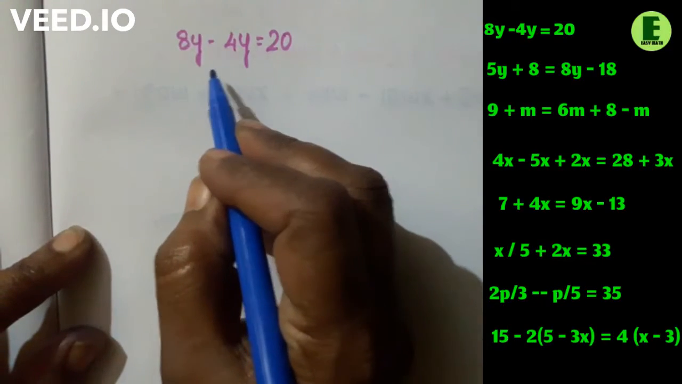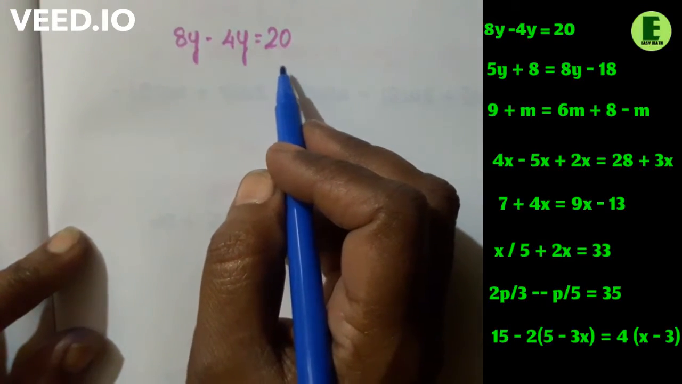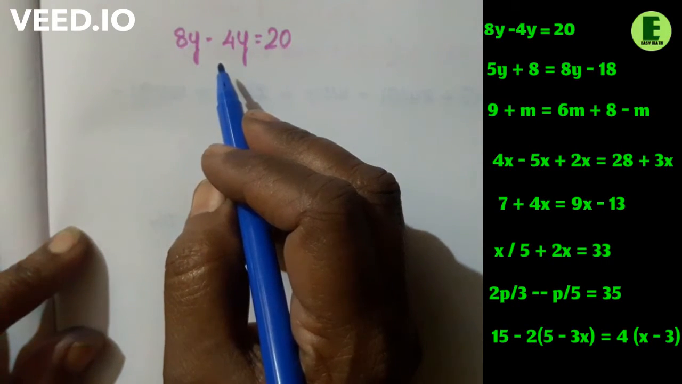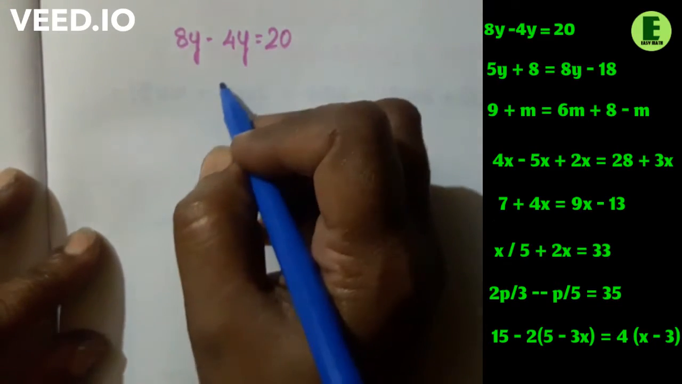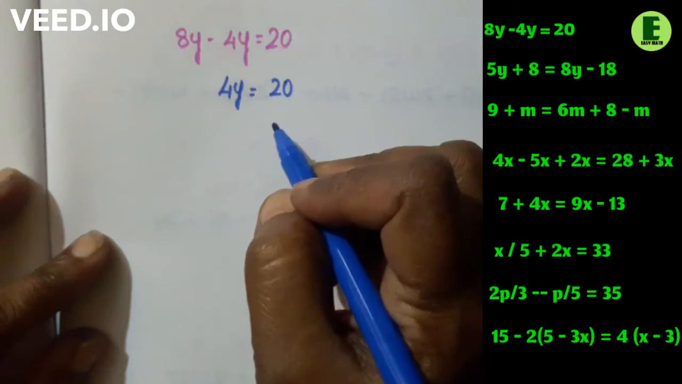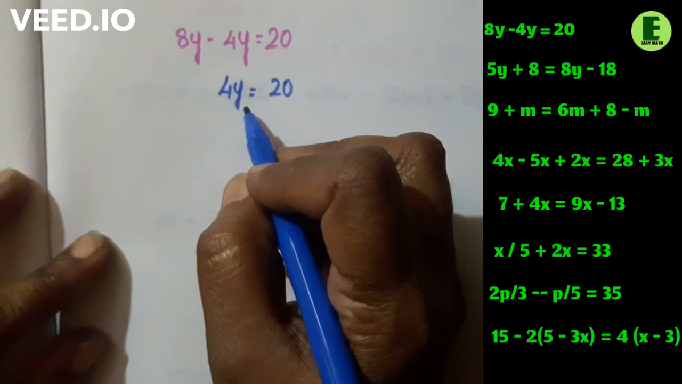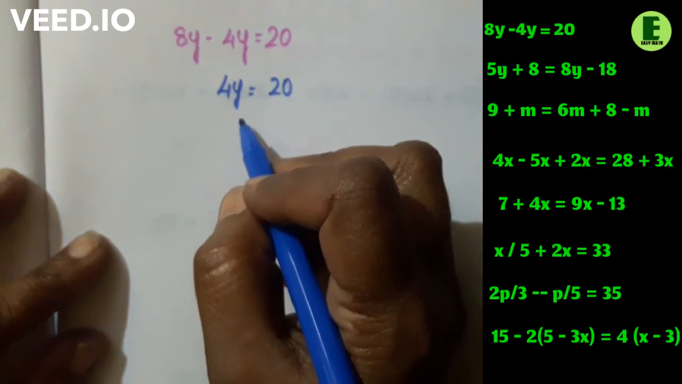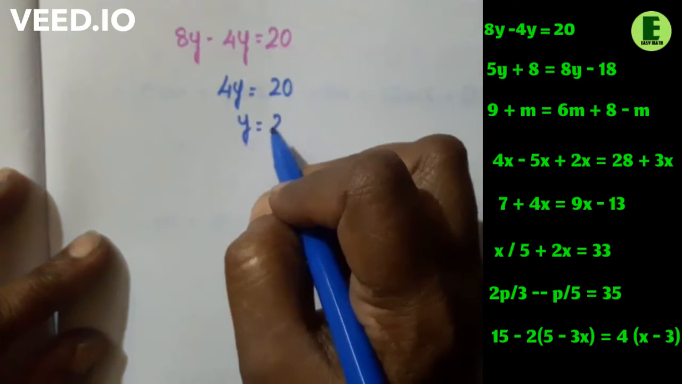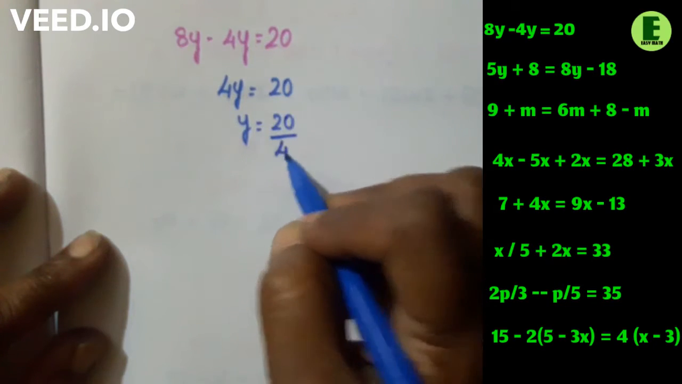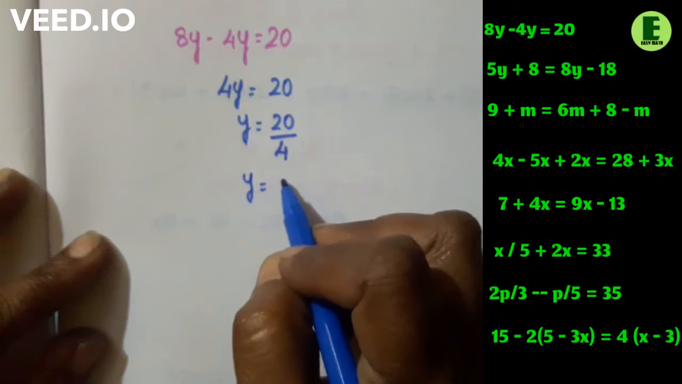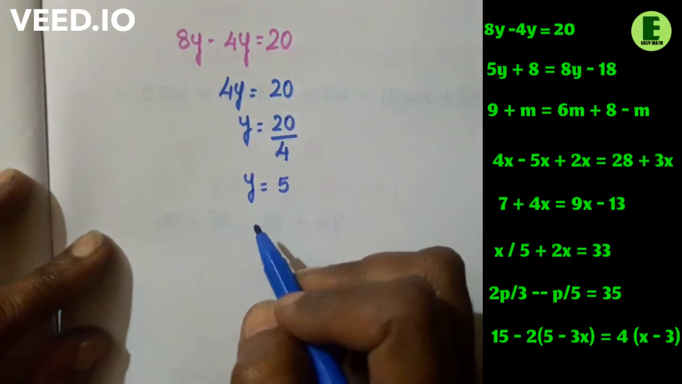Okay, we have 8y minus 4y is equal to 20. The variable terms are on the left hand side. So let us start equating this. So 8y minus 4y is 4y is equal to 20. Now since 4 is under multiplication on the left hand side, let us transpose it to the right hand side. On transposing, the multiplication will become division. So y is equal to 20 by 4. Now y is equal to 5.